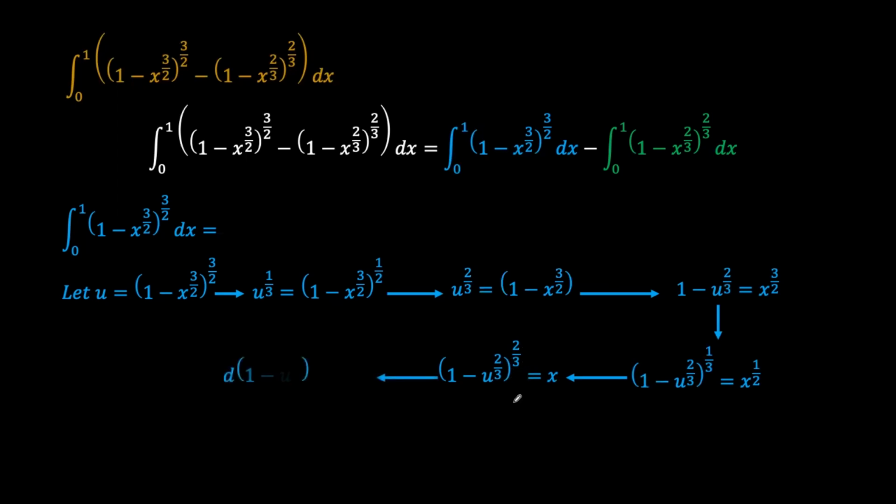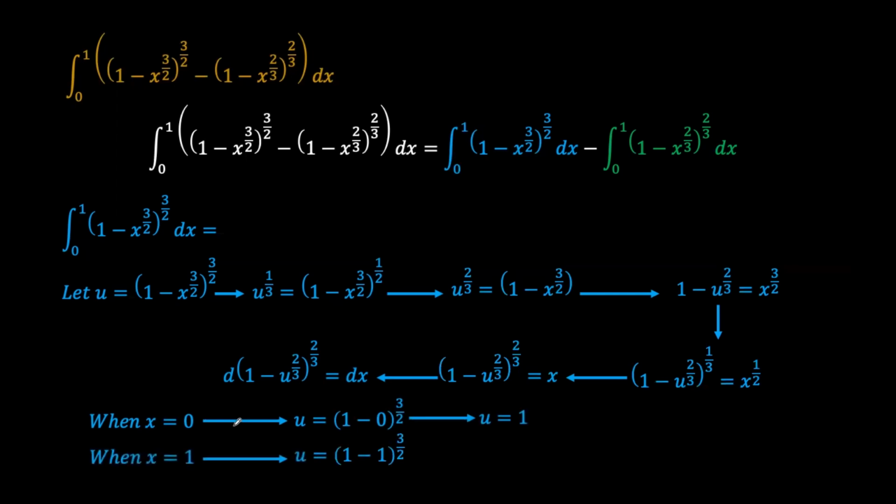So essentially, the small change, or d, of (1 minus u to the power 2 over 3) to the power 2 over 3 is the same as dx. And also when x equals 0, u equals 1 minus 0 to the power 3 over 2, which means that u is 1. And then when x equals 1, then u is equal to 0.